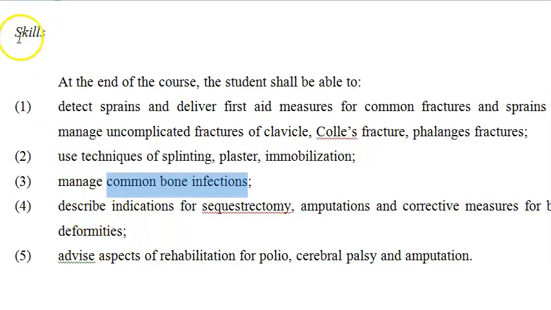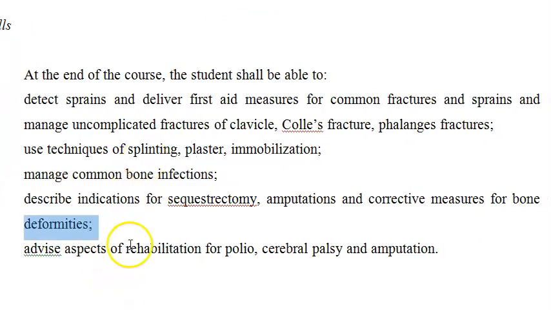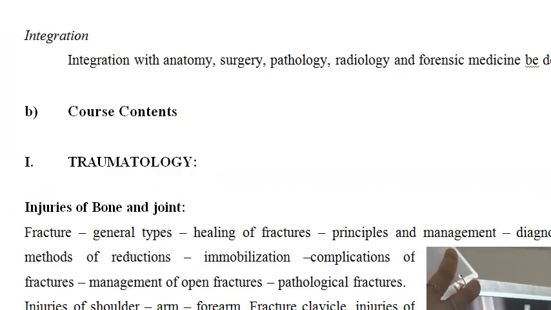Continuing with the skills, they expect you to know the indications for sequestrectomy, amputations, and corrective measures for bone deformities. Then advice for rehabilitation for polio, cerebral palsy, amputation. Rehabilitation, that's tertiary prevention. So you should be able to integrate with all the other subjects that you have studied. Now let us move on to the course content.